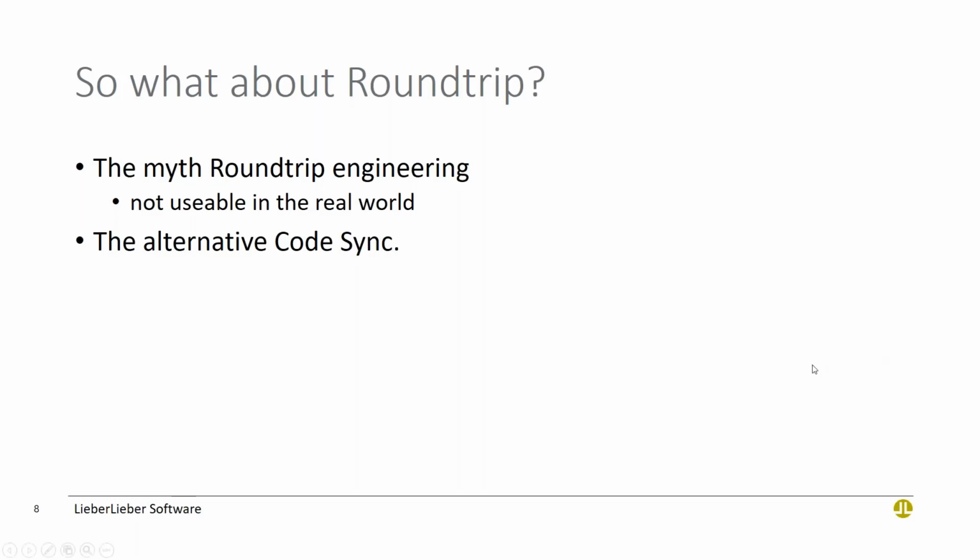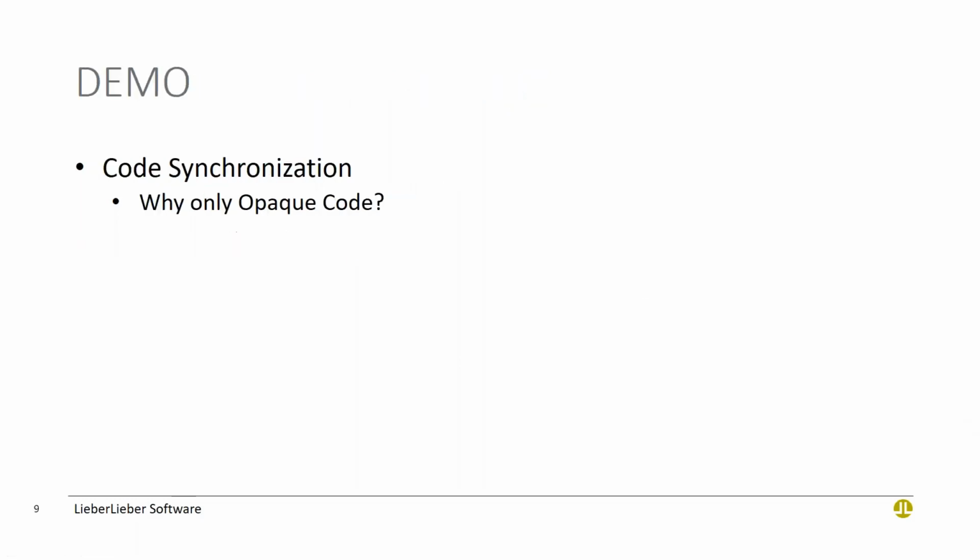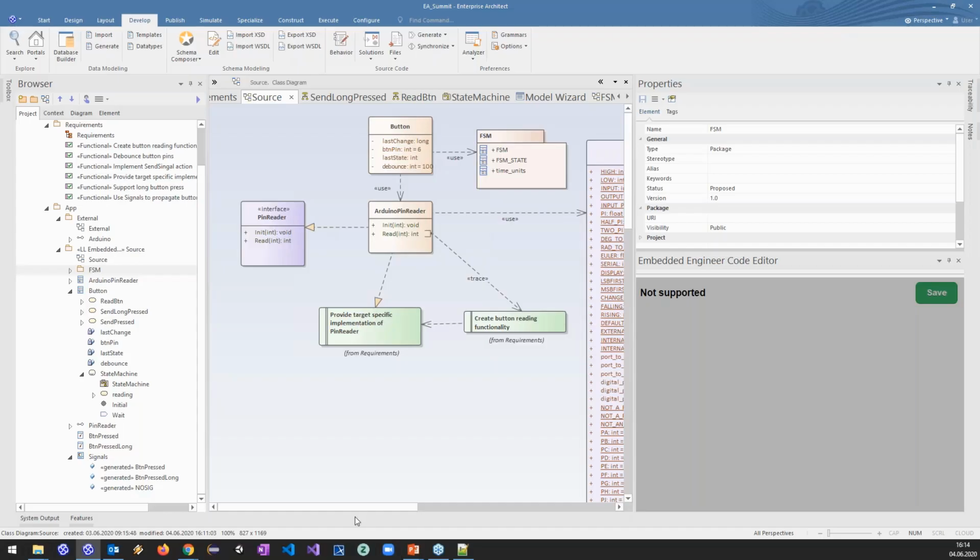But okay. And for this, we have the alternative called code sync. So let's take a look at the code sync. I'll show you how we implement the code synchronization, how we keep parts from architects and developers apart, and if there are some parts that are mixed, how we handle these conflicts. So for the last time, we go back to Embedded Engineer.